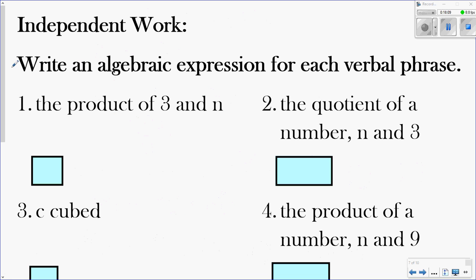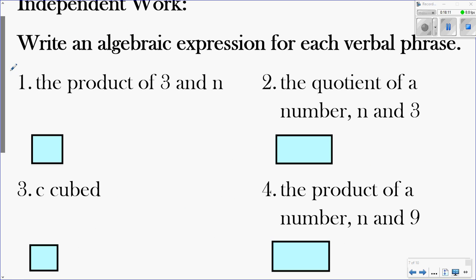Right, so it says write an algebraic expression for each verbal phrase. I'm going to switch to select. Now, it says the product of 3 and n. We got that word, product. We know we're going to be multiplying. They give us 2 factors, so it'll come out to 3n.